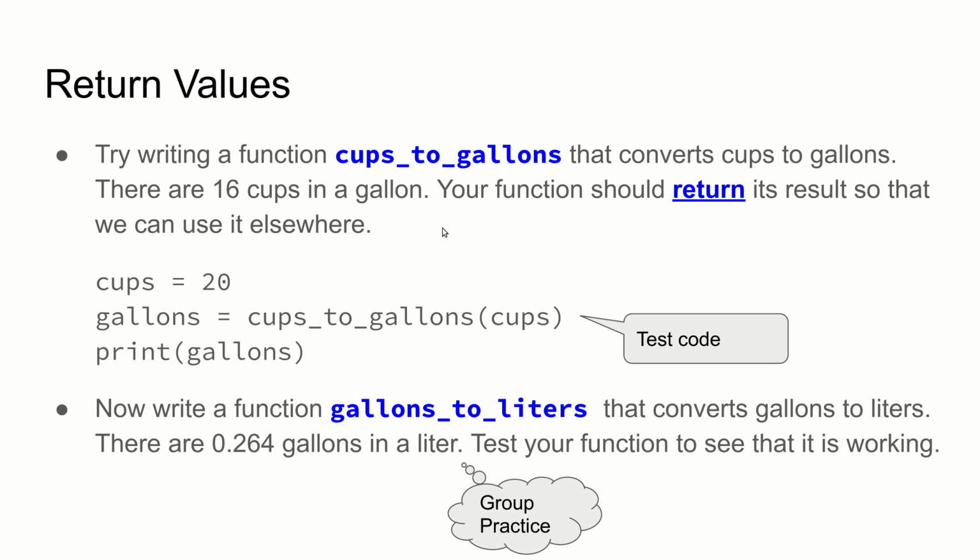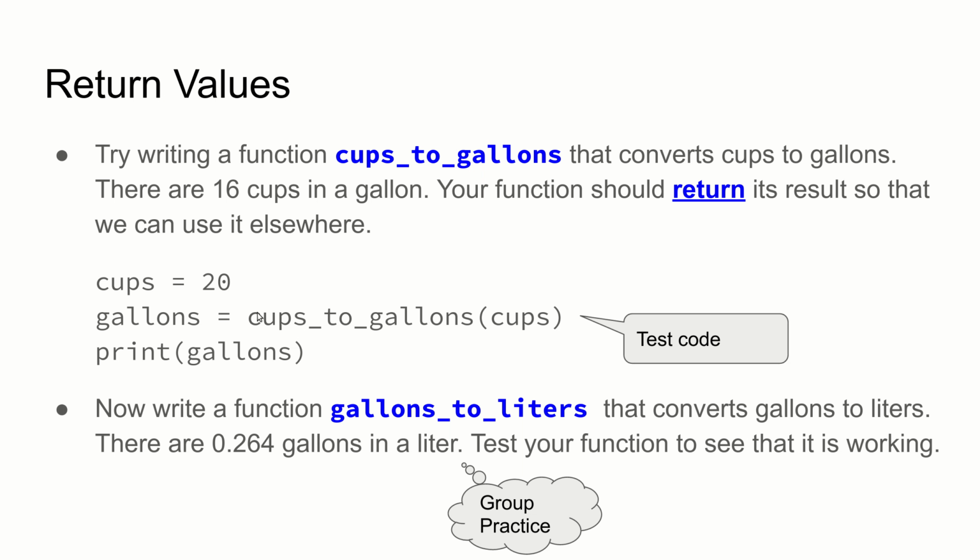Here's some further example on this. We could write a function, cups to gallons, that converts from cups to gallons. There are 16 cups in a gallon, and so our function should return its result so that we can use it elsewhere. So in this example, we say cups equals 20, and then we do some test code to try out this cups to gallons function, which I'll show an implementation of later.